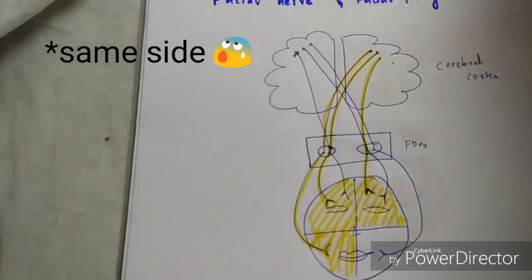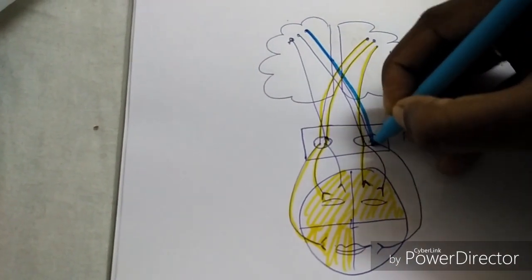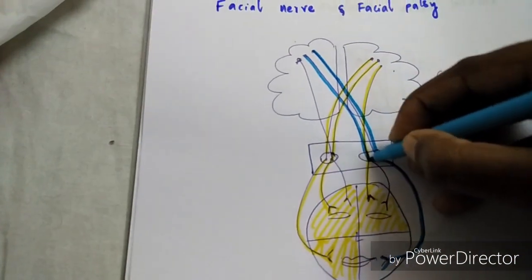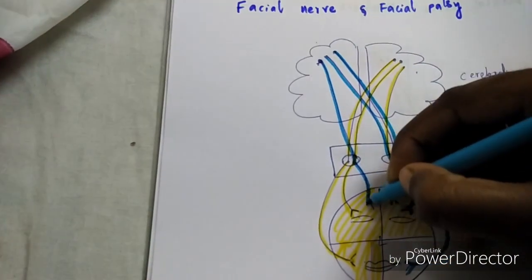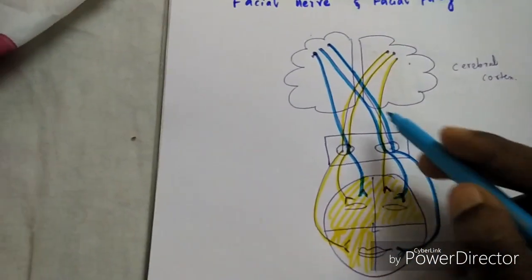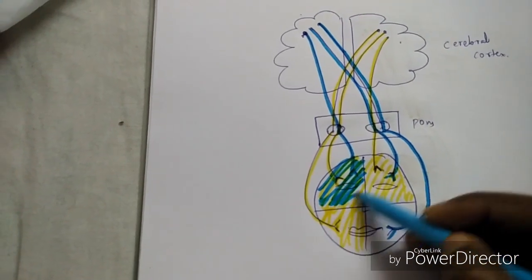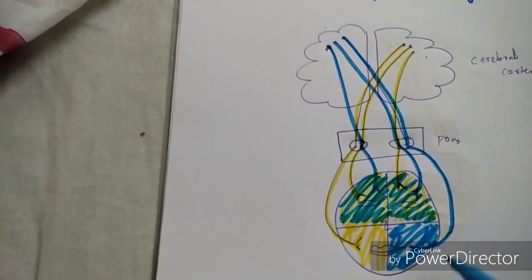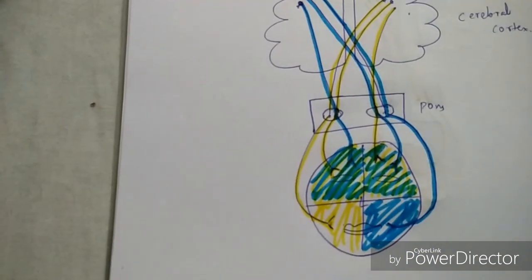Now I'm going to take up another color to color this. Lower half of face is supplied, upper half of face is supplied, the additional responsibility supplying the other half of face. Now this side is supplying 3/4 again, so let's color it. As you can see, the upper part of our face has bilateral innervation. We have proved it now.